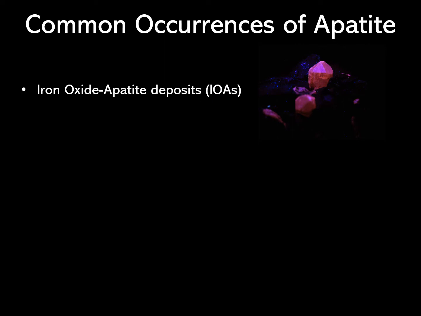Another control on fluorescence is the type of occurrence that the apatite forms in, because this is really what controls what elements are available to incorporate into the crystal. A common environment for apatites is iron oxide apatite deposits, or IOAs. The example here is from the Calumet ore body in Iron Springs district of Utah.